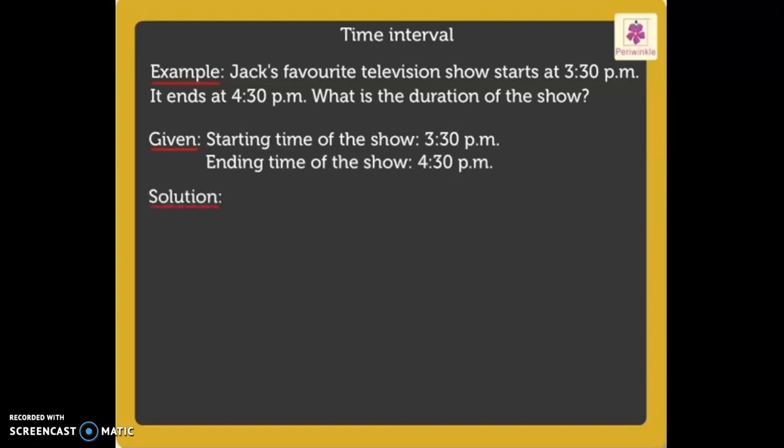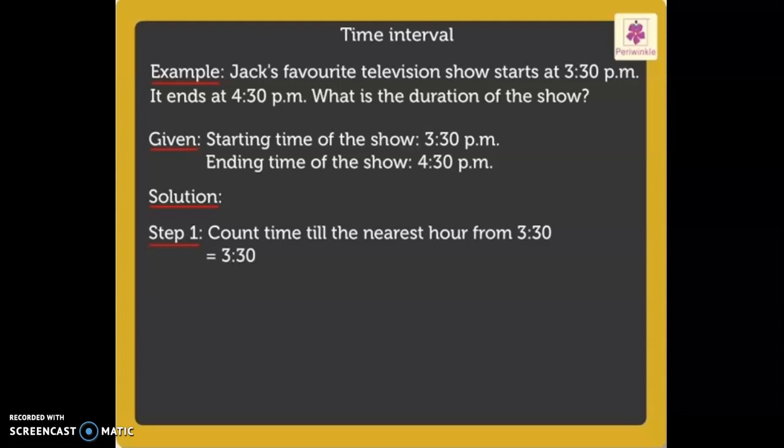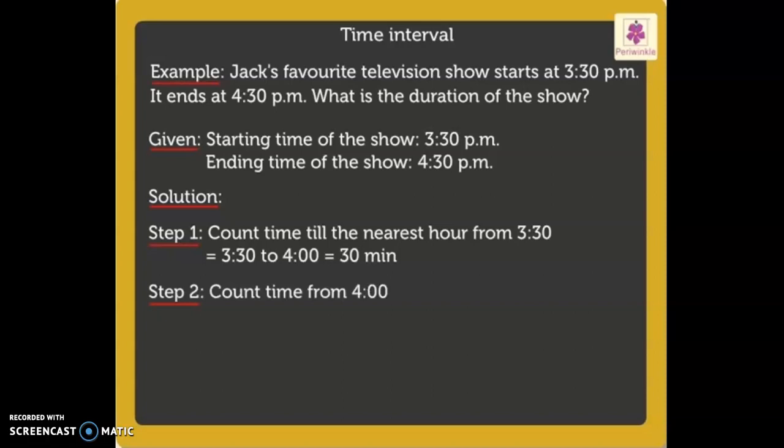Now to solve this, we shall follow a few steps. Step 1. Count time till the nearest hour from 3:30 p.m. So, on counting till the nearest hour, which is 4 p.m., we get the time as 30 minutes. Step 2. Count time from 4 to 4:30. So, here on counting, we get the answer as 30 minutes.